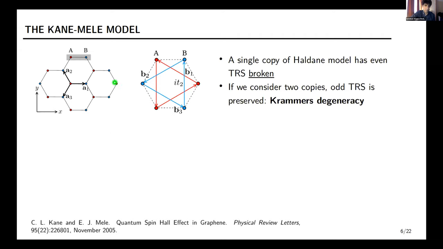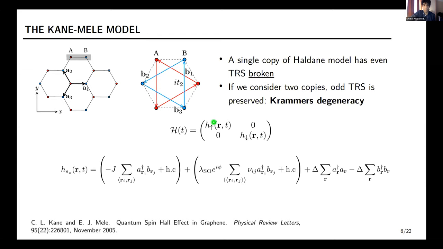The Haldane model is basically the honeycomb lattice to which we add the secondary neighbor complex hoppings. The complete Hamiltonian that we will be using will be one copy that represents the spin up and the spin down, and each one will be a Haldane model. So you have the first neighbor hoppings with the hopping amplitude J. We will have the secondary complex neighbor hoppings, which control the topological phases through this parameter phi.